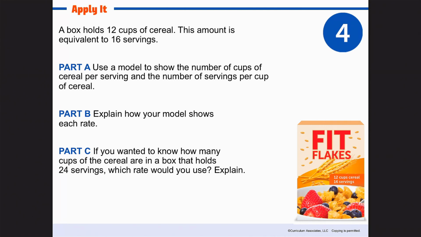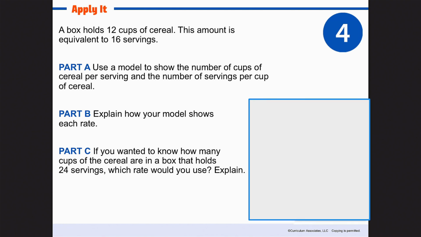All right, we have 2 more here. So a box holds 12 cups of cereal. This amount is equivalent to 16 servings. Okay, so I'm actually going to make this be our little piece of paper here. So we have a piece of information here. We have cups per serving. Okay, and we know that there's 12 and 16 here.